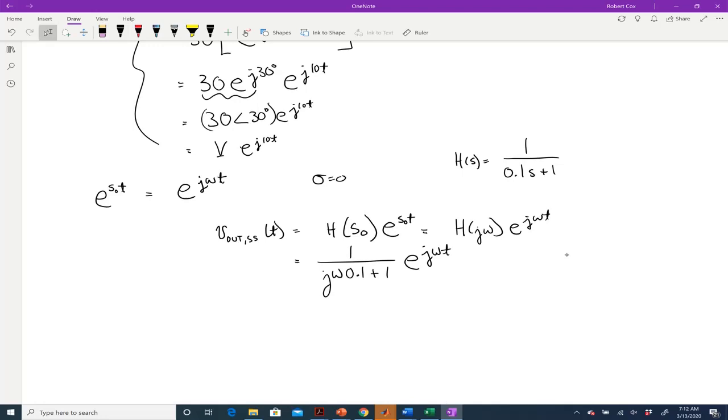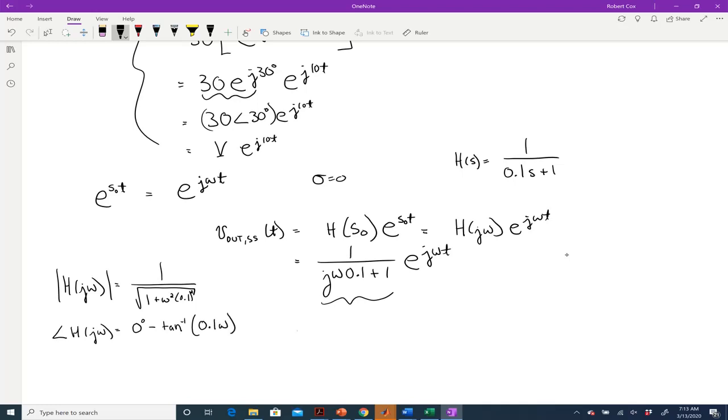If I were to look at that for a second, I can write this as simply a phasor. The way I would do that is to ask, what's the magnitude and angle of that guy? What's the magnitude of H of j omega? Well, it's 1 over the square root of, so I get the magnitude of the bottom, 1 squared plus omega squared times 0.1 squared. And the angle of H of j omega is equal to the angle of the top, which is 0 degrees in this case, minus the angle of the bottom. That would be arctan of the imaginary part over the real part, so 0.1 omega.